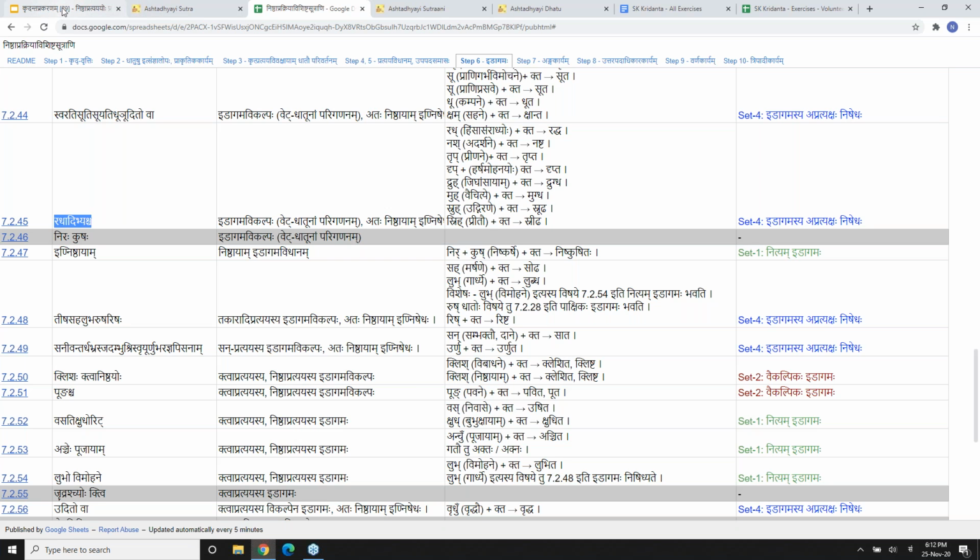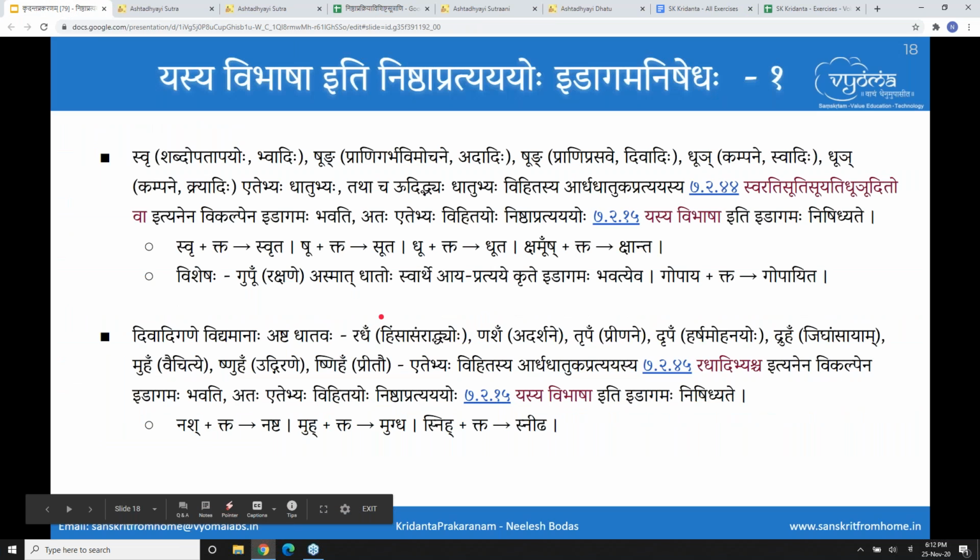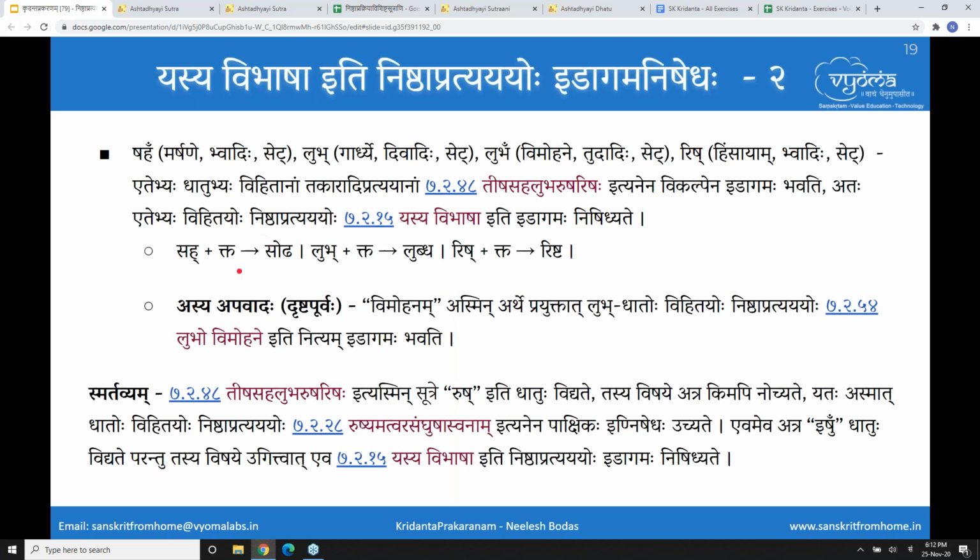So again, the next sutra on the next page is this Tisha Saha Lubharusha Rishaha. In this particular sutram, Saha dhatu asti, Lubha dhatu asti, Rusha, Risha. So all these dhatus are there. Some of these dhatus we have already seen earlier. So for example, Lubha Vimohane we have seen earlier.